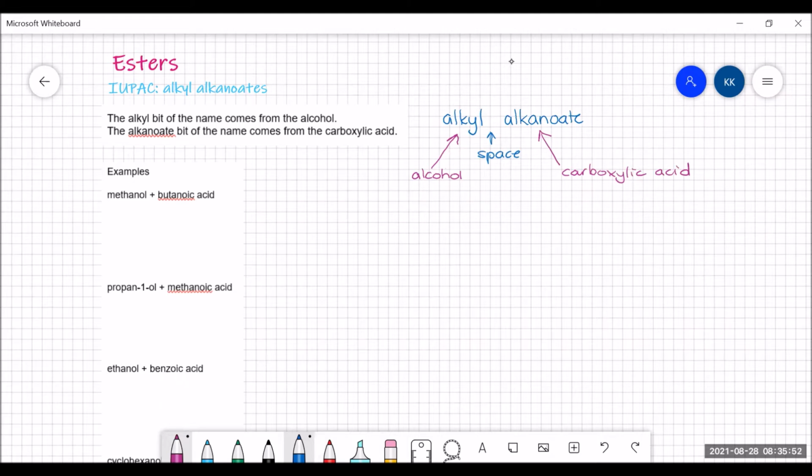So our alcohol is methanol. That's going to give us a methyl group. So it's going to be methyl. And our butanoic acid is going to give us butanoate. Pretty simple. Pause the video, have a go at the next one.